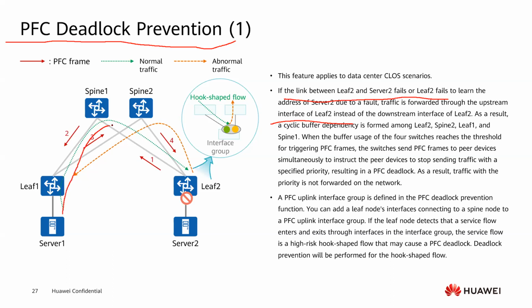This is the formal traffic path sent to server 2. But because server 2 is lost, when leaf 2 receives the packet, it will send the packet to spine 2, just like this. We call this the hook shift flow. It is received from the network side and forwarded to the network side too, from the other interface, just like a hook shift.